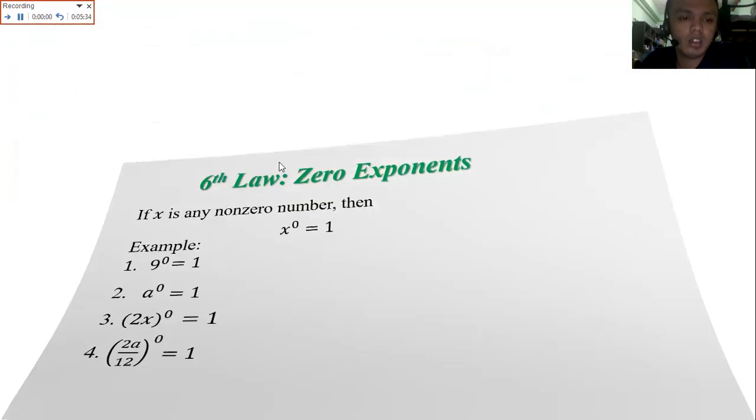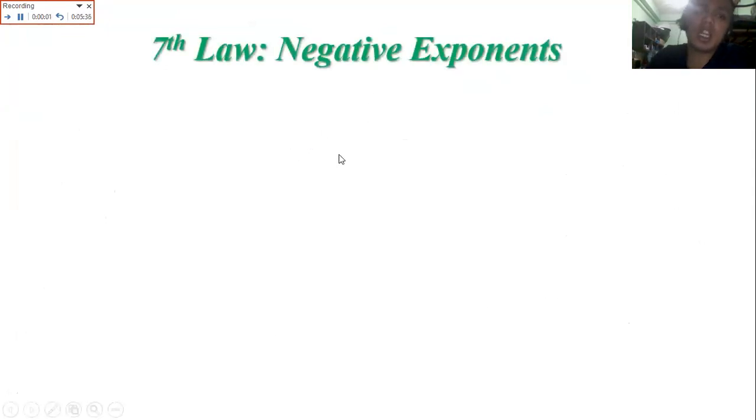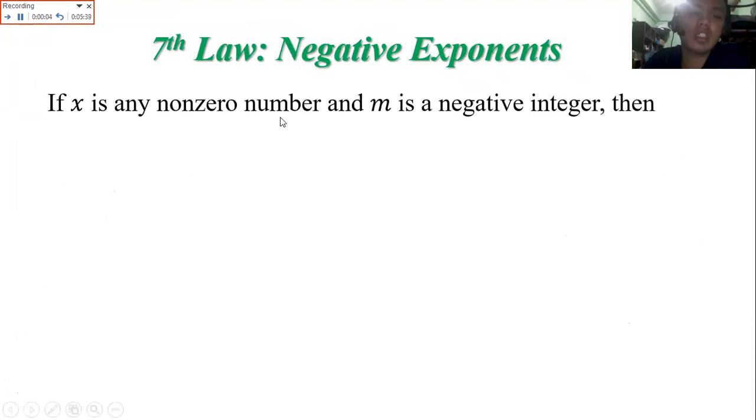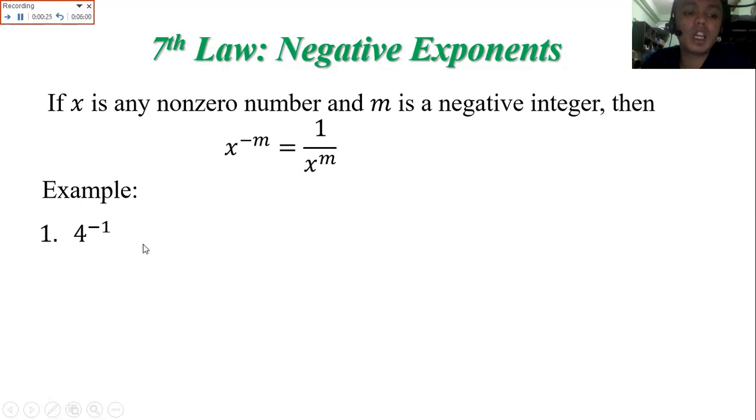All of those. Next, the seventh law, the negative exponents. If x is any non-zero number and m is a negative integer, then x raised to negative m is equal to 1 over x raised to m. So we make it positive by putting 1 as the numerator, then copy the base, and make the exponent positive in the denominator part of the fraction. Example here, we have 4 raised to negative 1. Put 1 as the numerator, copy the base, then make the exponent positive in the denominator. Then 4 raised to 1, meaning we have 1/4. So we multiply 4 one time by itself.